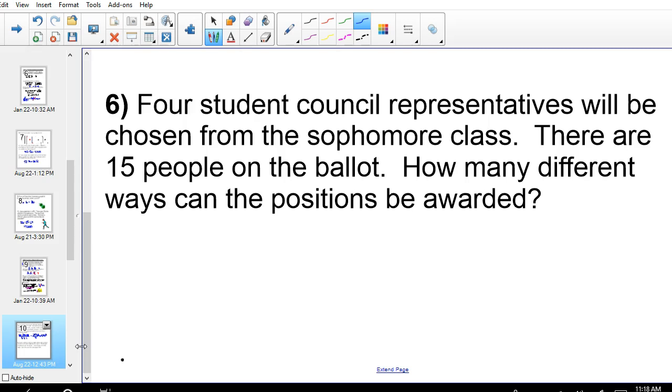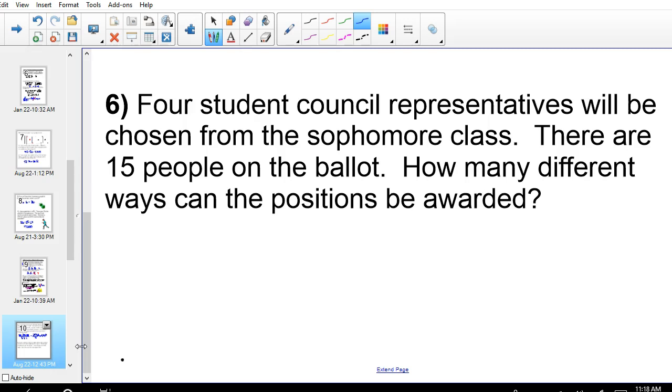All right. So if you're doing president, vice president, secretary, treasurer, order matters. But if you are doing representatives, the order doesn't matter. You're just picking 3 people. Representative number 1 does not have any more power than representative number 2 or 3. So 4 student council representatives will be chosen. There are 15 people on the ballot. How many different ways can the positions be awarded?